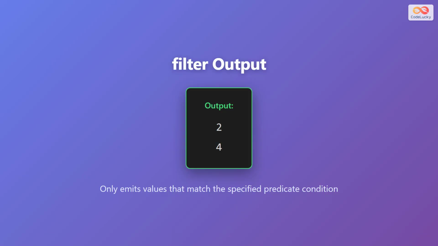The filter operator produces only 2 and 4 as output. Values 1 and 3 were filtered out because they didn't match our predicate condition. Filter only emits values when the predicate returns true, effectively removing unwanted values from the stream.